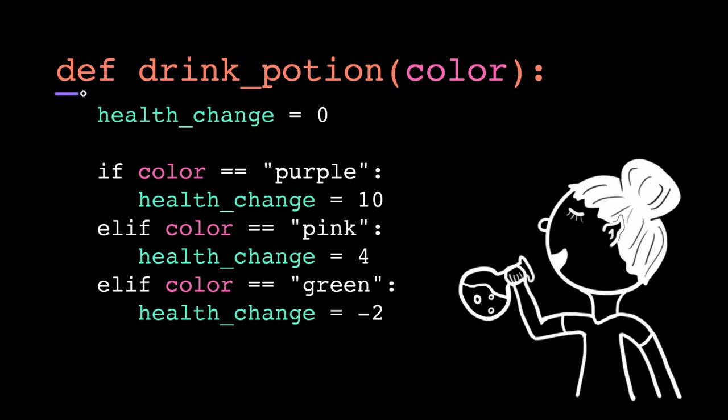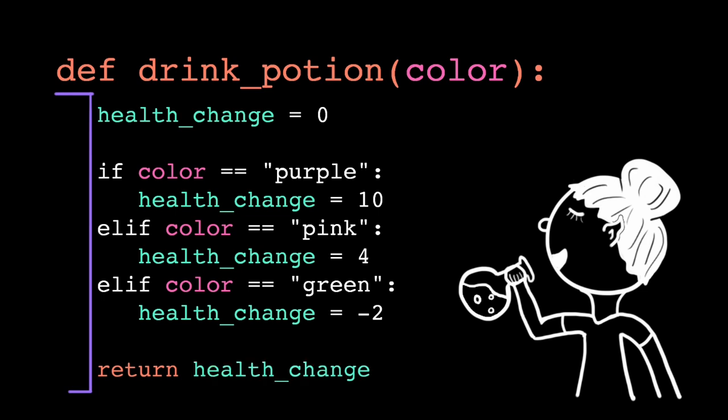To tell the computer that these lines of code belong to the function body, we indent them one tab over from the function header. Typically, at the end of the function body, we specify the output value that the function returns. To do this, we use the keyword return. Whatever value we put after it will be the output value. Our function definition is now complete.